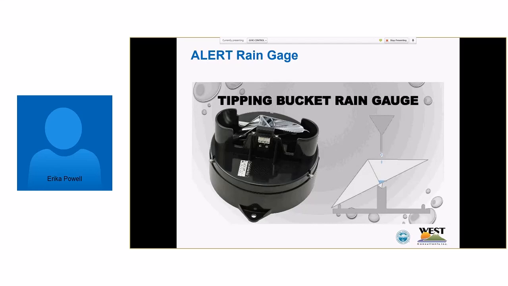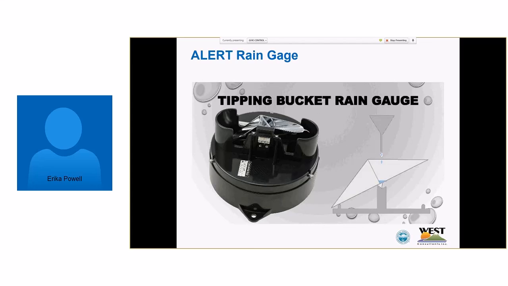I mentioned ALERT, and I bring that up because ALERT is a very, very prevalent system here in California. And ALERT actually stands for Automated Local Evaluation in Real Time. It's a technology that's now 40 or 45 years old, and it's based on the principle of event reporting. And in the case of a rain gauge, an event is defined by a tipping bucket that actually tips.